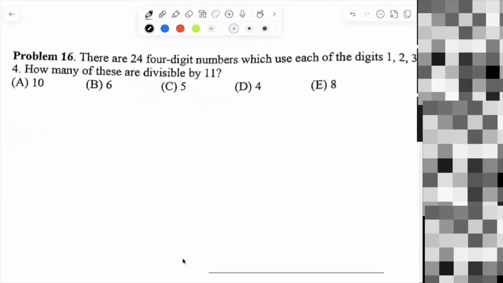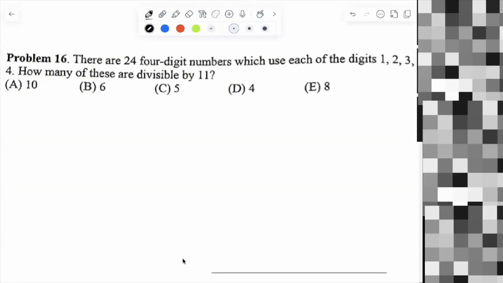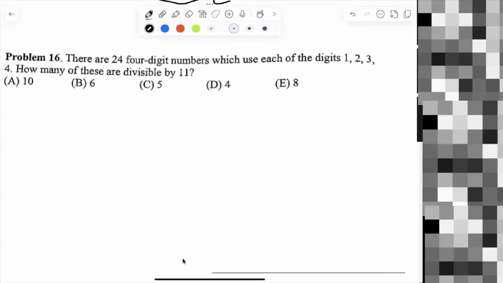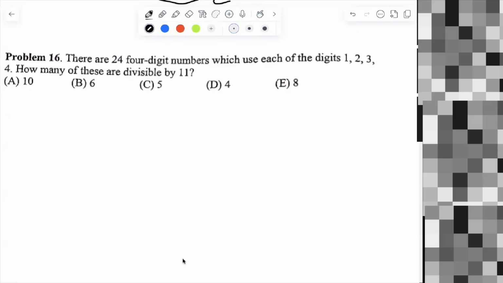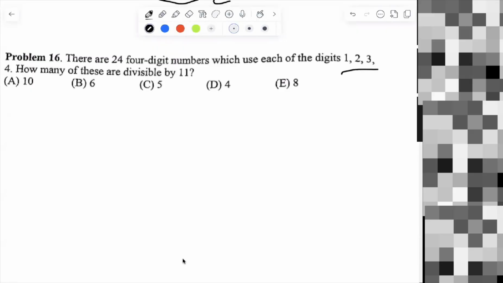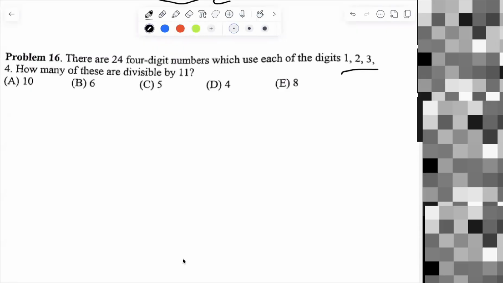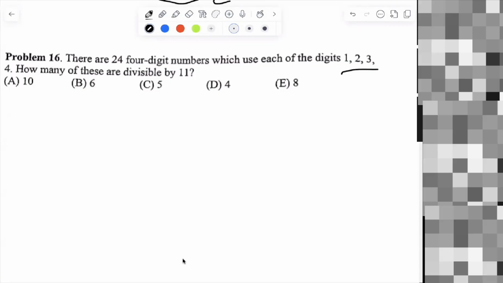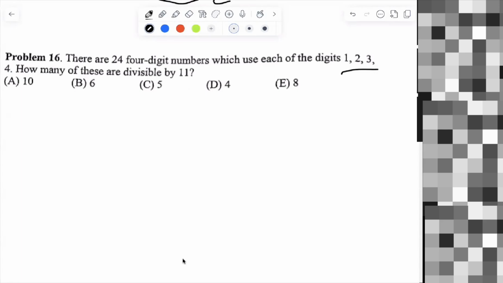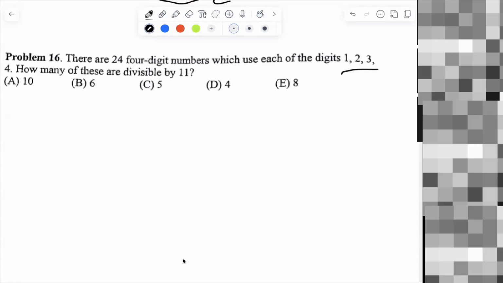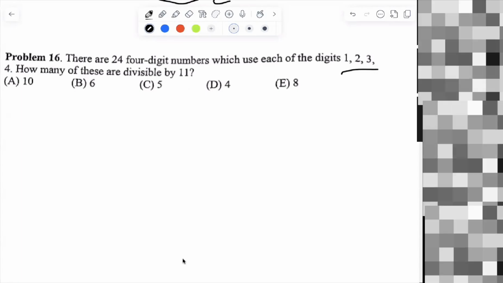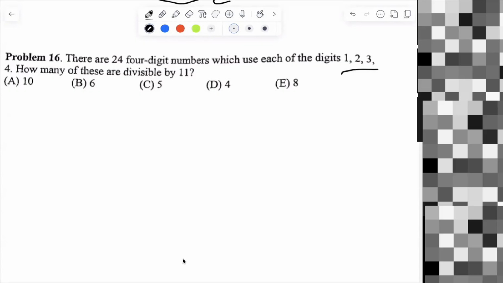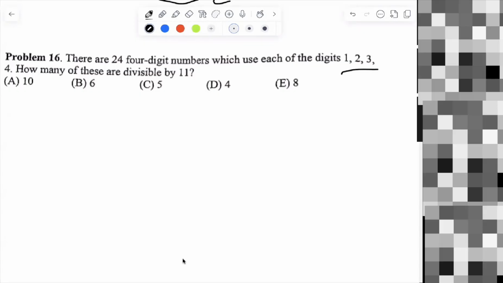Now let's move on to problem 16. There are 24 four-digit numbers which use each of the digits 1, 2, 3, and 4. How many of these are divisible by 11? Well, notice that there are 4 total digits. So this is what they're asking for. They're asking basically for the sum of all the odd place digits and the even place digits to be the same.